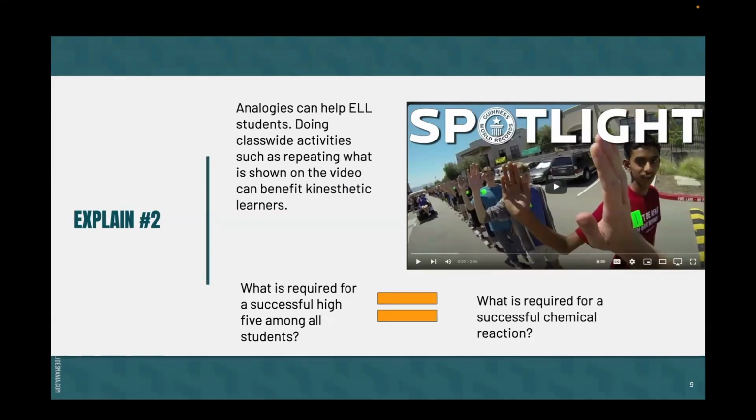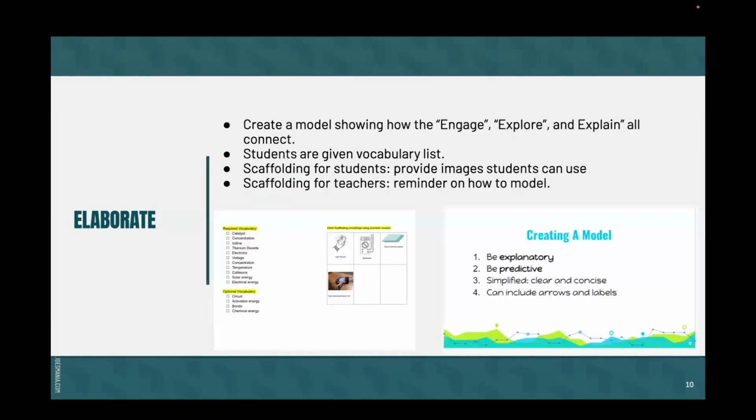For the Explain 2, it builds off of the Explain 1 here. It shows students the requirements for a chemical reaction to occur. So the video is just showing an analogy of what is required for a successful clapping in a synchronous way amongst all the students. So this is something that can be done as a whole class, but it shows you that chemical reactions do have requirements of orientation, having sufficient energy for a collision to occur. So basically showing them the idea behind collision theory.